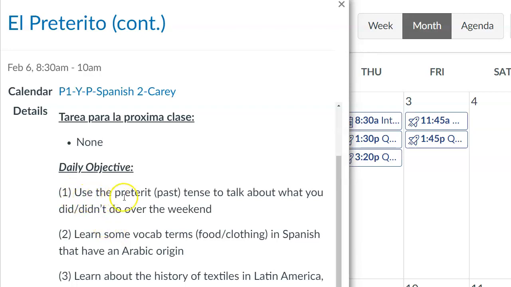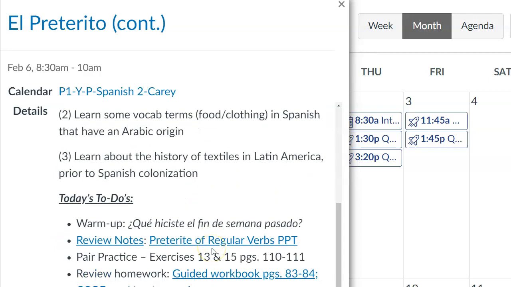Daily objectives: use the preterite simple past tense to talk about what you did or did not do over the weekend. Learn some vocab with regard to food and clothing in Spanish that has an Arabic origin, and then learn about the history of textiles in Latin America prior to Spanish colonization.